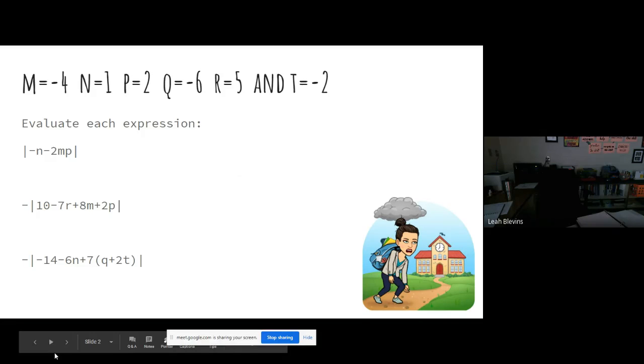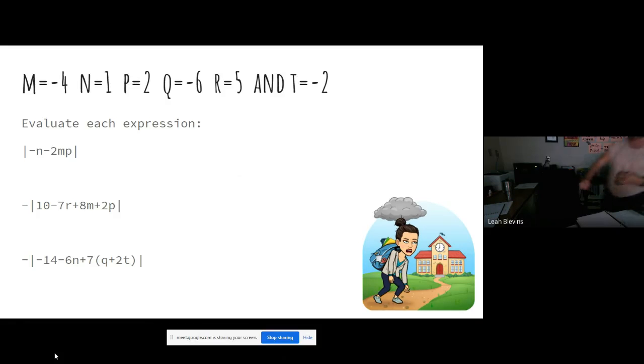So evaluate each expression. First of all, do you guys know what absolute value symbols mean? How far it's away from zero. How far a number is away from zero on the number line. So if you think about a number line, let me pull up that IP real quick so I can write on my board.